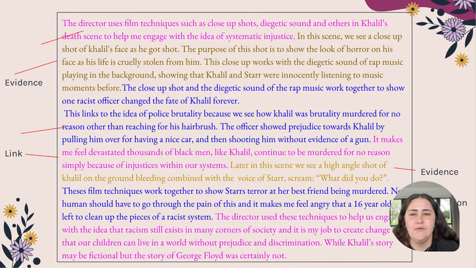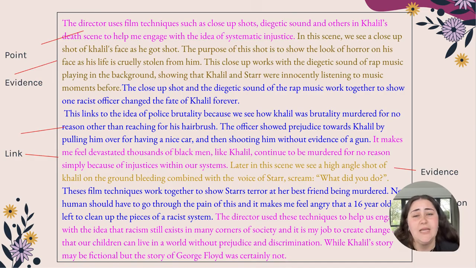Paragraph 1. The director uses film techniques such as close-up shots, diegetic sound, and others in Khalil's death scene to help me engage with the idea of systematic injustice. In this scene, we see a close-up shot of Khalil's face as he gets shot. The purpose of the shot is to show the look of horror on his face as his life is cruelly stolen from him. The close-up works with the diegetic sound of rap music playing in the background, showing that Khalil and Star were innocently listening to music moments before.